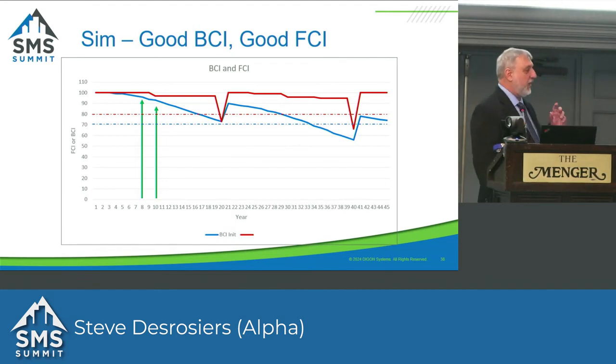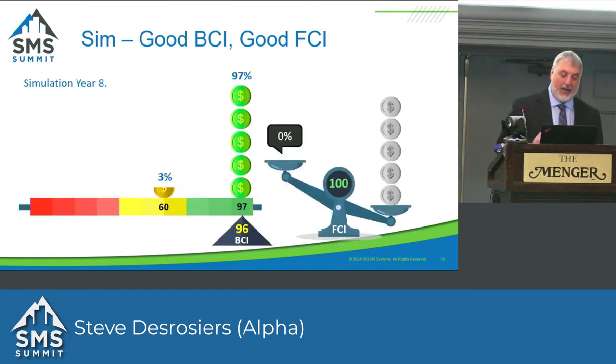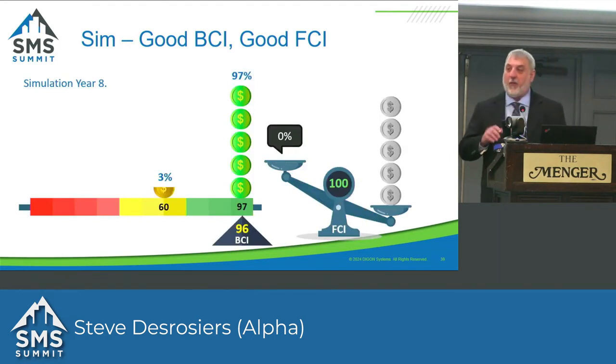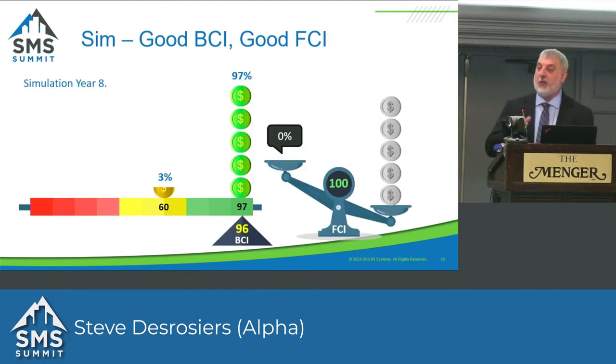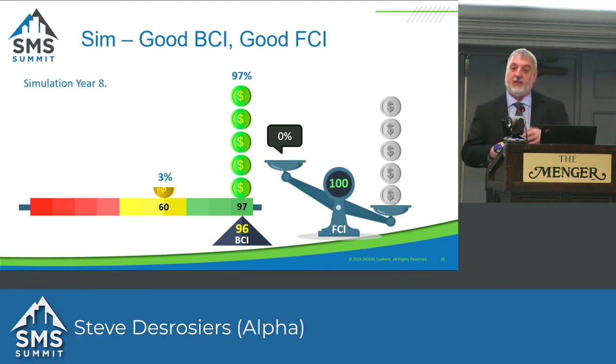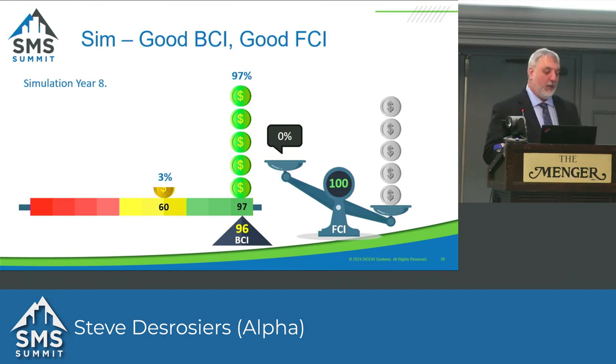The first thing we're going to investigate is good BCI, good FCI. I chose 2 different years on that plot, year 8 and year 10, and I'll show you why. Before year 8, we only have green coins, so everything is in the green. But in year 8, 3% of the building has deteriorated down into the yellow region. So we've got 3% in yellow and 97% up in green, and a BCI of 96. And there's no red coin, so our FCI is 100.